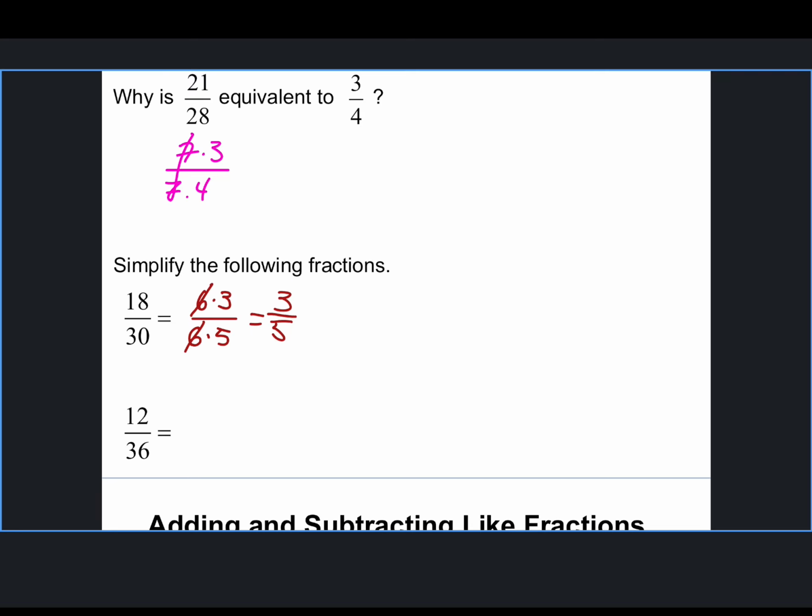Both 3 and 5 are, there's a special name for numbers that only have themselves and 1 as factors. Starts with a P, ends with rhyme. Prime. Prime, okay. Good. What about 12 over 36? Do you think you could do that one on your own?